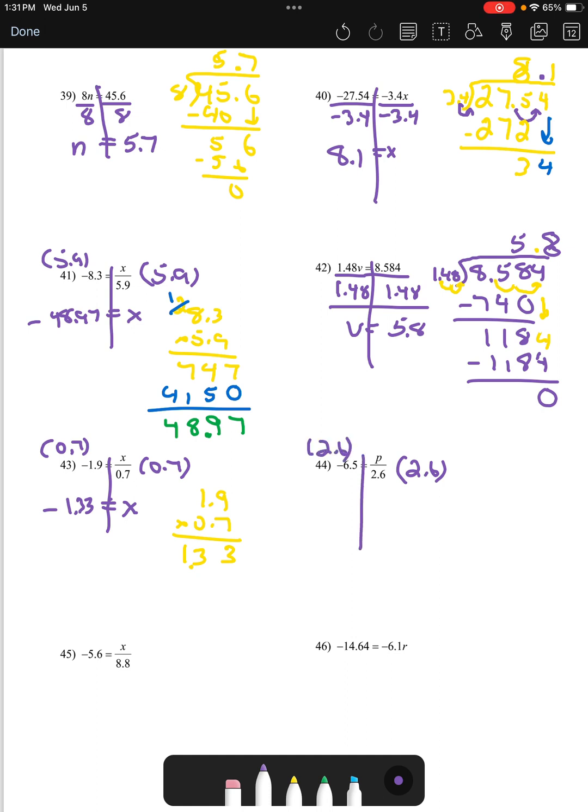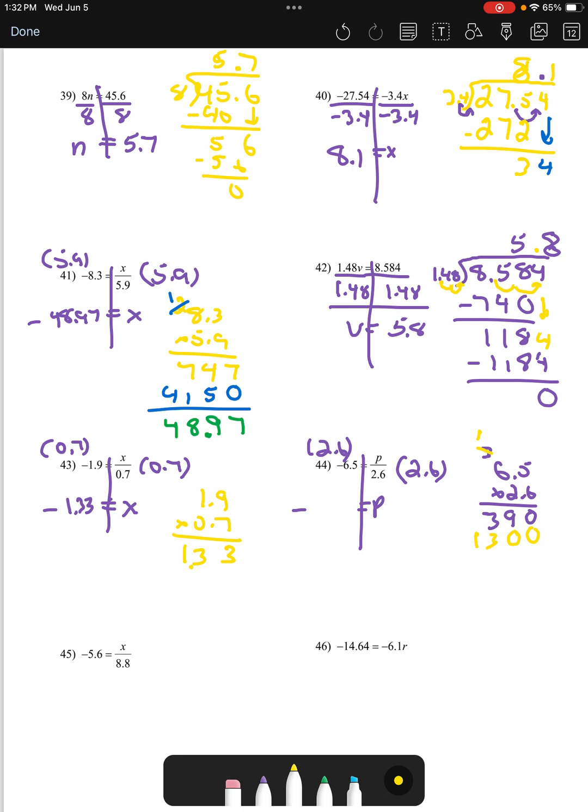For number 44, we're going to multiply both sides by 2.6. So that p is equal to, again, it's going to be negative, because we have a positive times a negative. And let's see, 6.5 times 2.6. 6 times 5 is 30. Carry a 3. 6 times 6 is 36. With that extra 3 is 39.